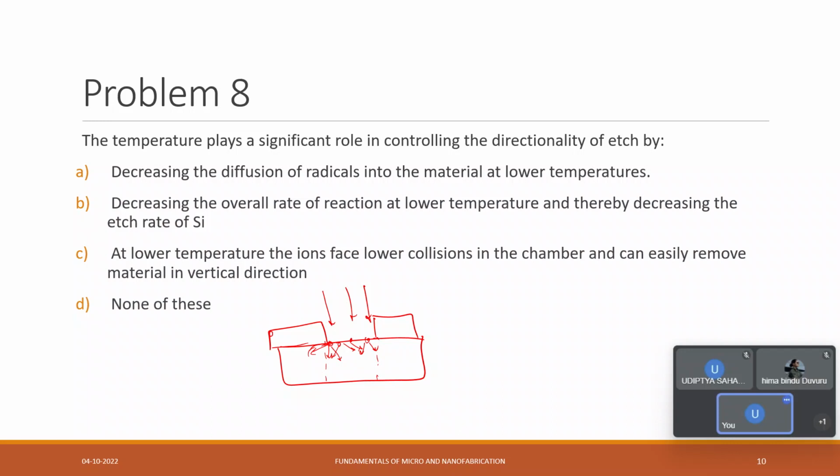Yeah, I think what you told, at low temperatures, option C, can easily remove the material in vertical directions. But the main thing is that diffusion doesn't happen at low temperatures, and it is a big contributor that plays a significant role in the reactions.